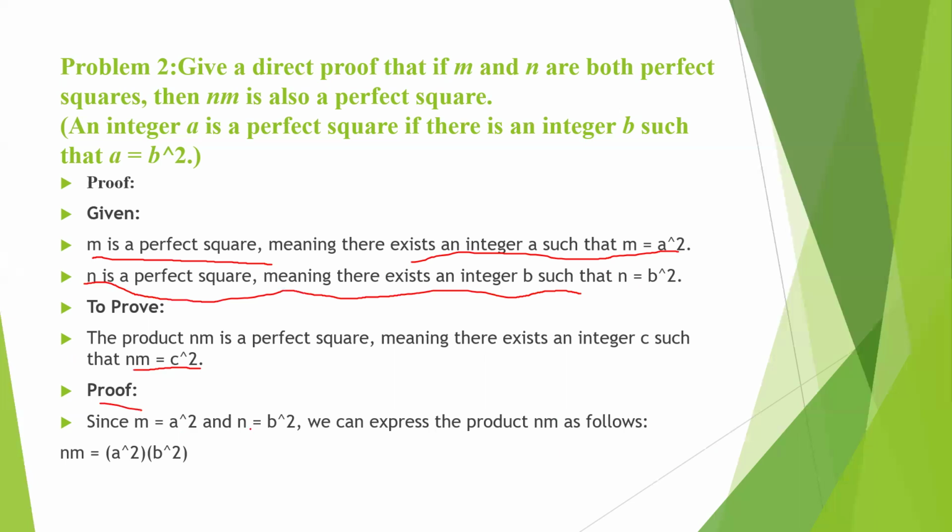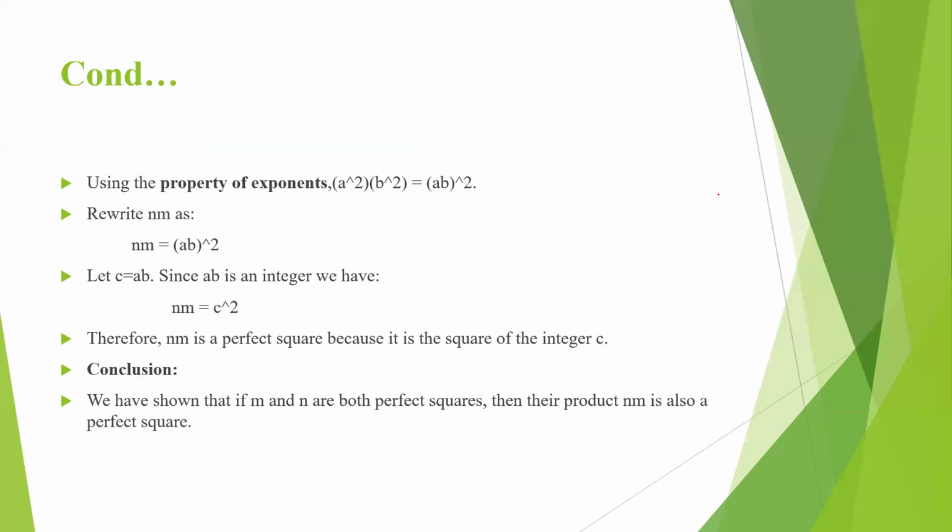So what's the proof? m is equal to a square, n is equal to b square. So we can express the product as mn. m into n, mn is equal to a square, b square. So using the property of exponents. Okay, so in the definition, we take some assumption, and using some properties and rules of inferences, we have to prove whether the statement is true or false.